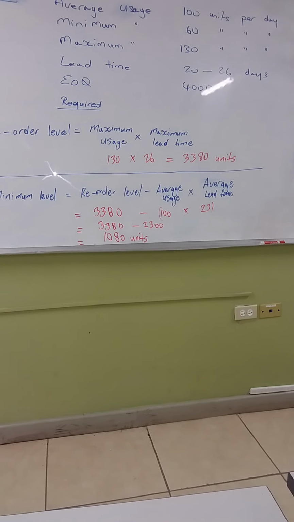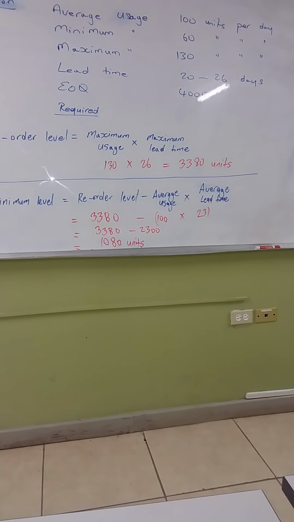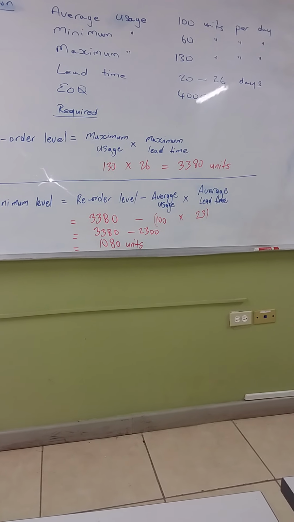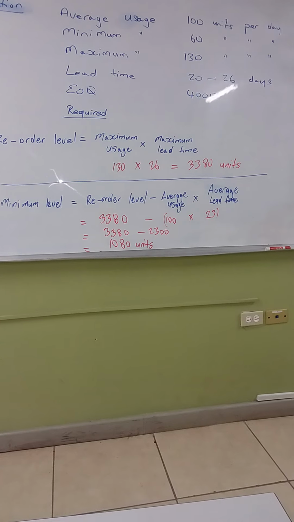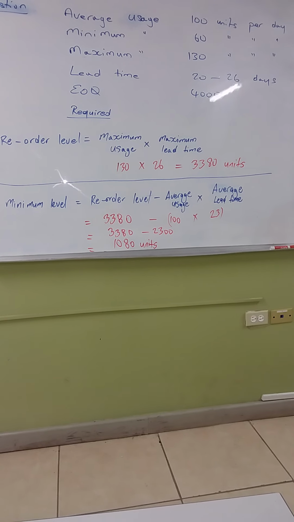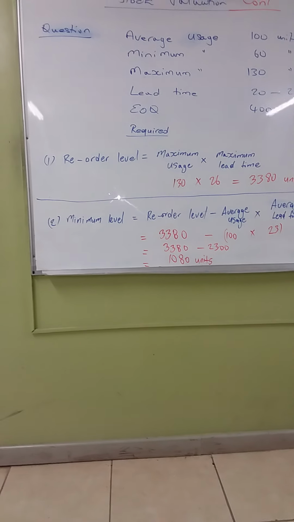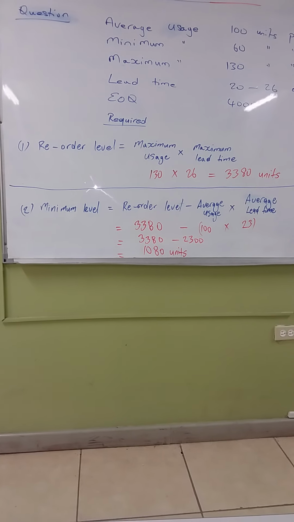So below, you would have had 100 multiplied by the 23, which would have given you 2,300. So therefore we have 3,380 minus the 2,300, and that would have given you an answer of what? 1,080 units, right? And that would have been the what? Minimum level. That would have been your minimum level.